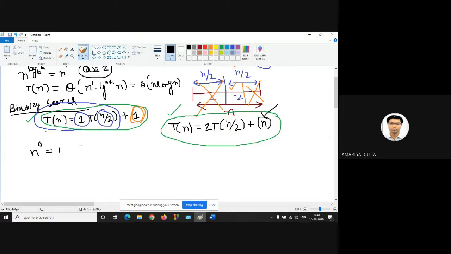Case 2 means you can rewrite your f(n) in this way. Your f(n) is big theta of n to the power log b base a, that is n to the power 0 into log to the power 0 n. So finally your T(n) is n to the power 0 into log to the power 0 plus 1, so log n. So order of log n. Is it clear?